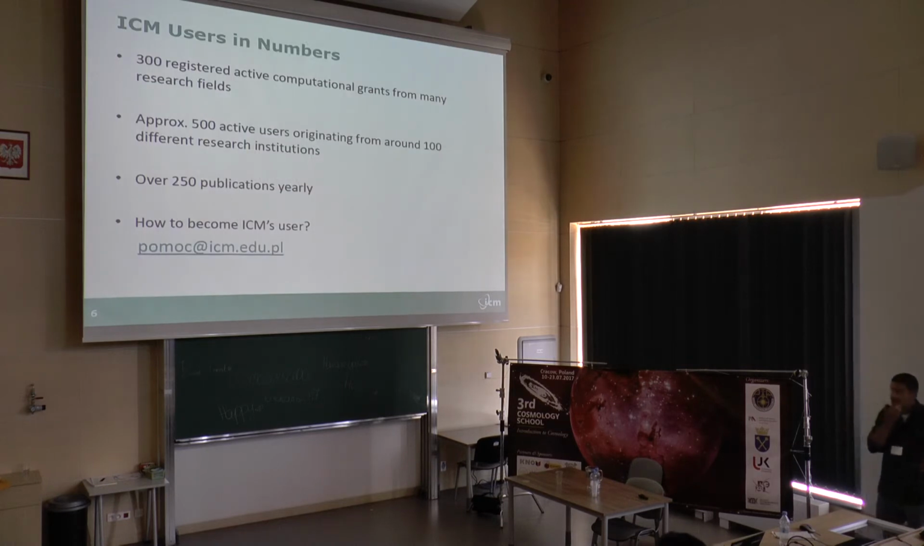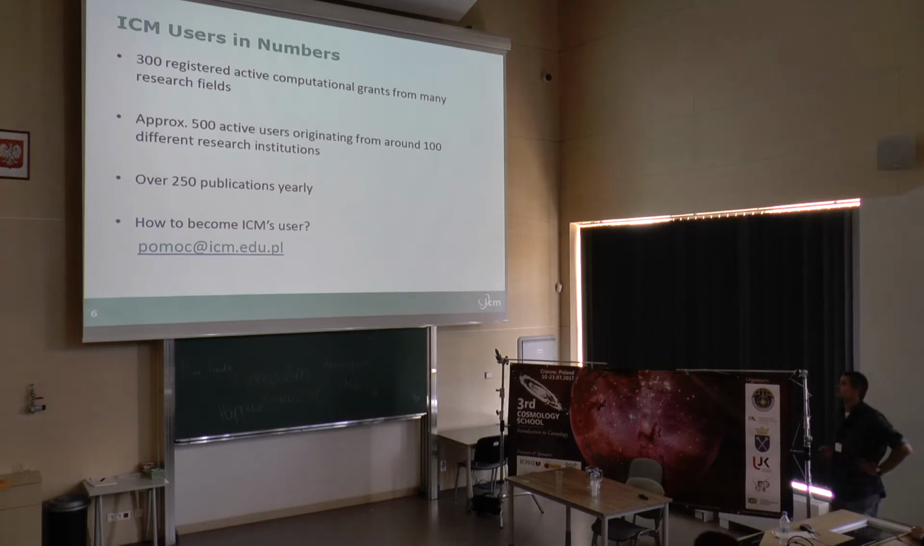So just to give you an idea how many researchers use the center, we have around 300 registered active computational grants that are being run on the supercomputers at ICM. That's approximately 500 active users. Active means that they are submitting jobs to our supercomputers and getting the results, from around 100 different research institutions, not only from Poland. That might also be interesting for you, that the ICM is open for collaboration also abroad.